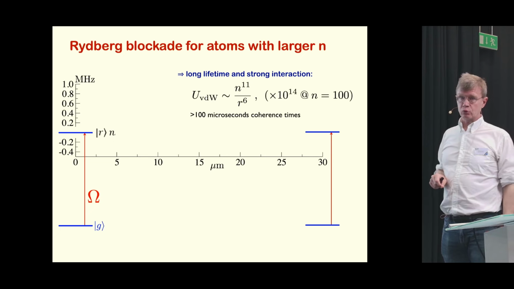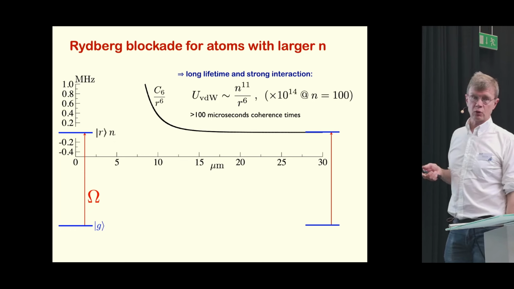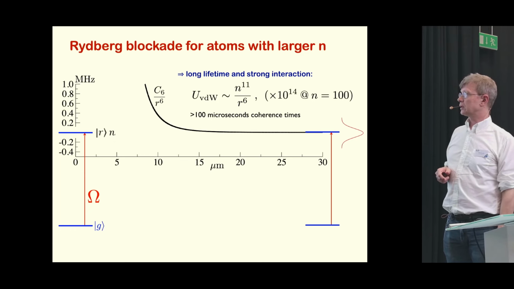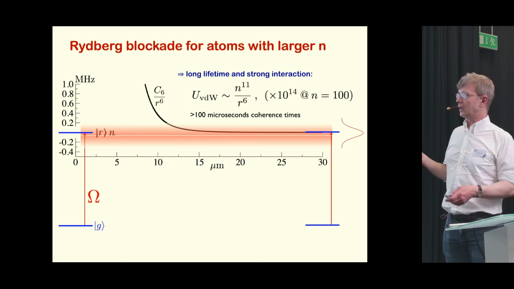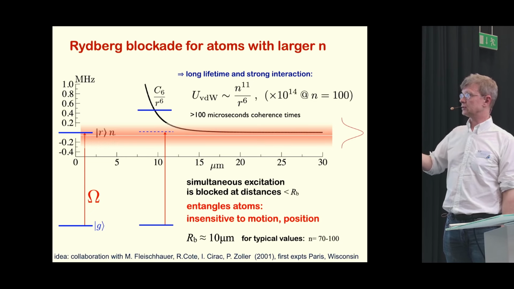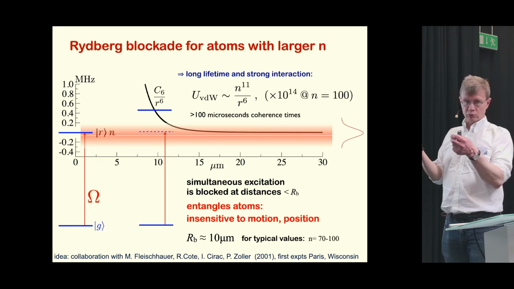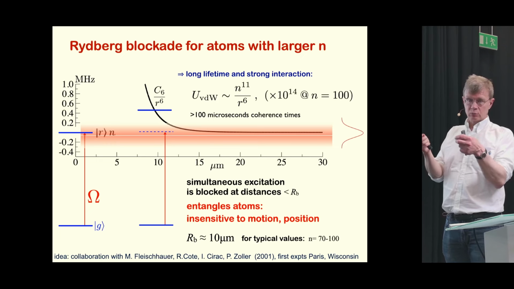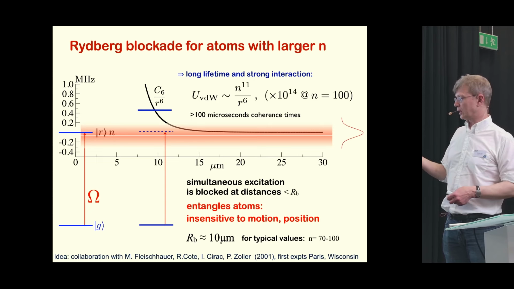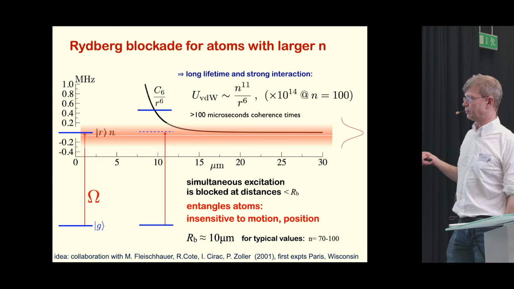However, if you start bringing them together, eventually the van der Waals interaction will take over. At some point, you will not be able, with a resonant pulse, to excite both of these atoms together. You can excite one or the other, but never both. This is because the doubly excited state is shifted away. The distance within which you cannot energetically excite more than one atom is called the Rydberg blockade radius. Simultaneous excitation is blocked at distances smaller than R_B.